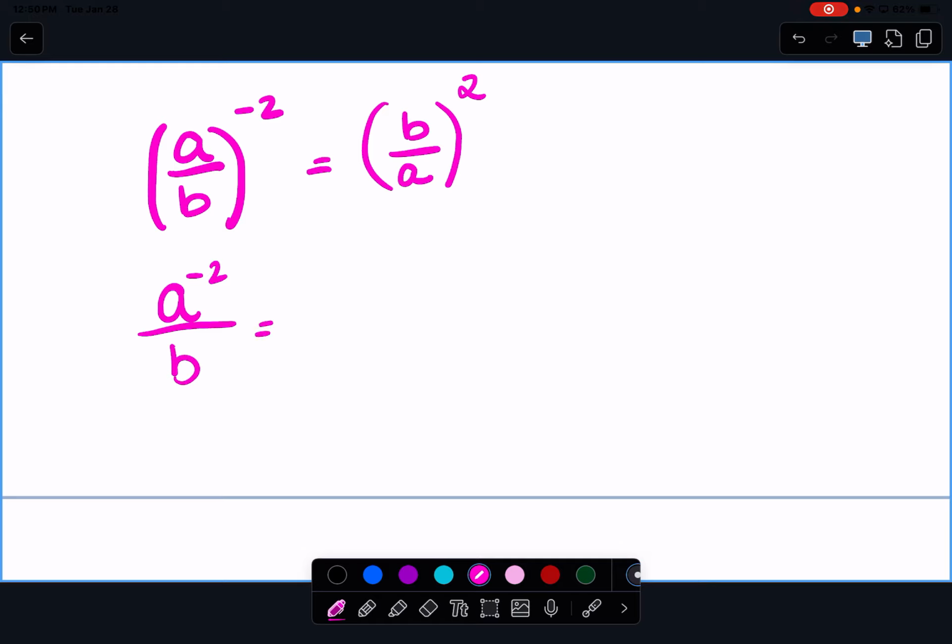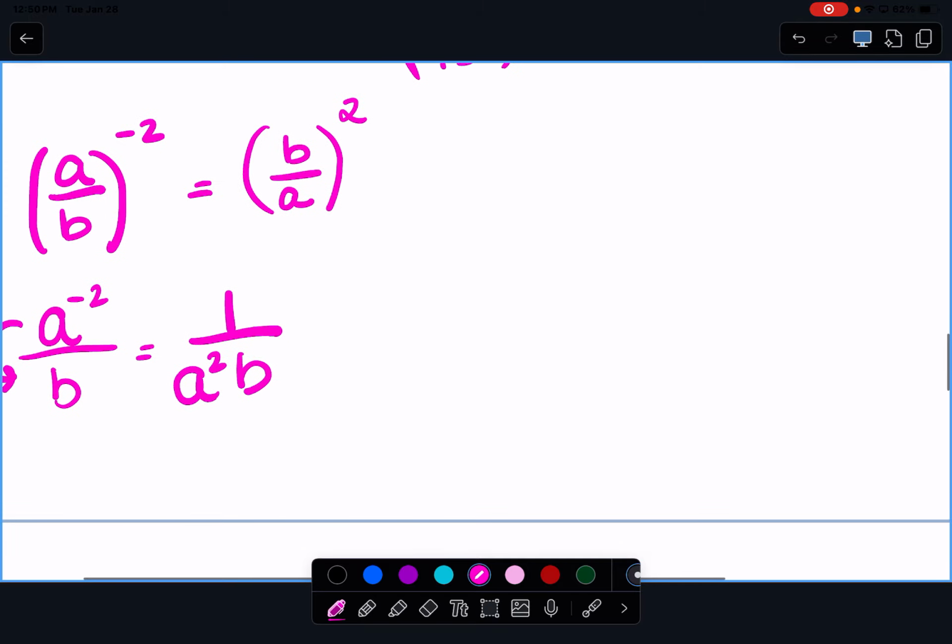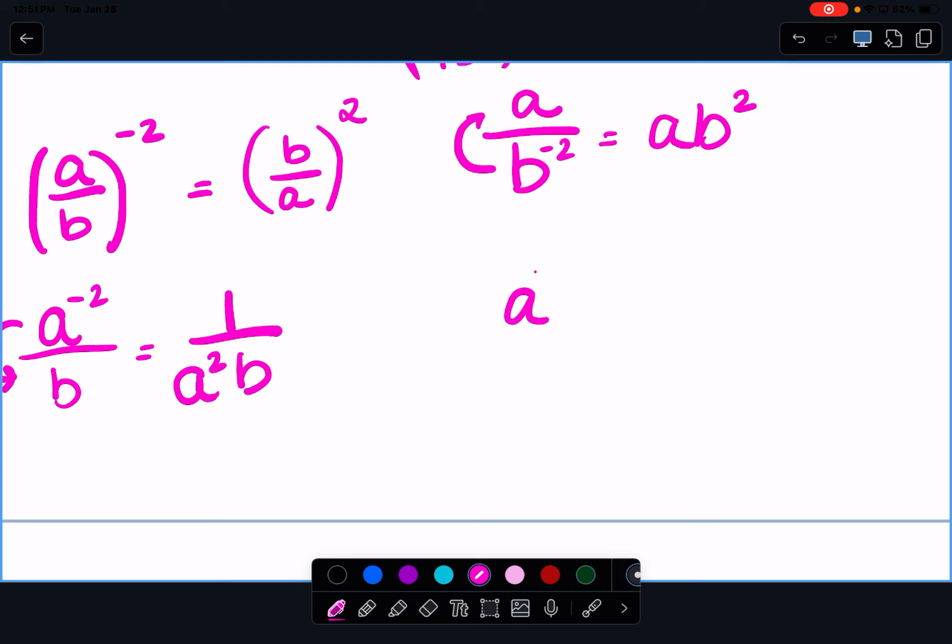Which part is the part that's got the negative exponent? A. So where does A need to go to? The bottom. So that would flip to 1 over A squared B. What if it happens the other way? So we get B to the negative 2 under A. What do I need to move my B to? The top. So that would be A B squared. Okay, if you can do that part right there for negative exponents, and remember if you have A to the negative 2, that's just going to be 1 over A squared. You will be A-okay with negative exponents.